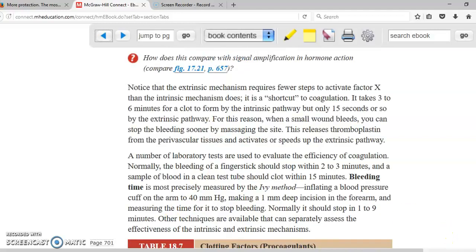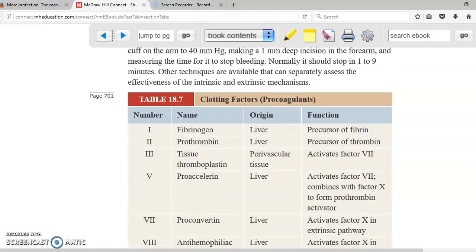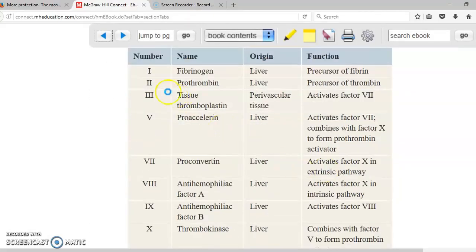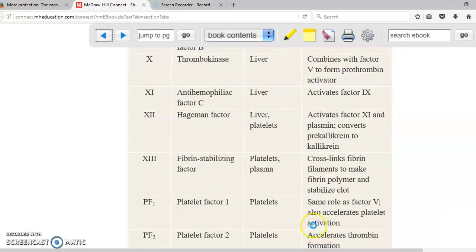How long does it take in order to coagulate? Minutes approximately. So as you can see here, for example, bleeding of a fingertip should stop in 2-3 minutes. Let's take a look in here at the clotting factors. So as you can see, you have the number of the clotting factor, the name of the clotting factor, and where they come from. Most of them come from the liver, but at the bottom, you're going to see the other clotting factors. They come actually from platelets. You don't need to know this one activates this one activates this other one.